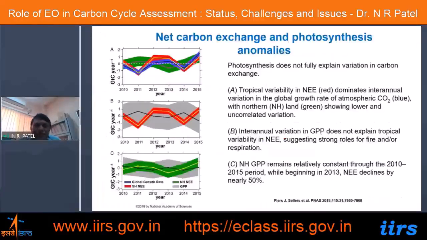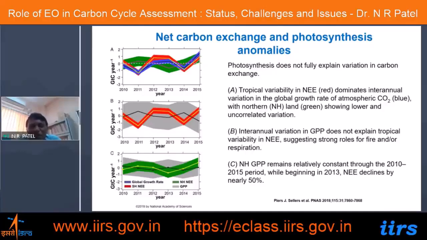If you see the northern and southern areas of the globe, particularly for photosynthesis, the terrestrial carbon sink has been increasing. Gross photosynthesis rate has been increasing over a period of time. Particularly, the northern areas dominate the growth rate of atmospheric CO2, while tropical variability dominates the interannual growth rate of atmospheric CO2. These are GPP, or gross photosynthesis.